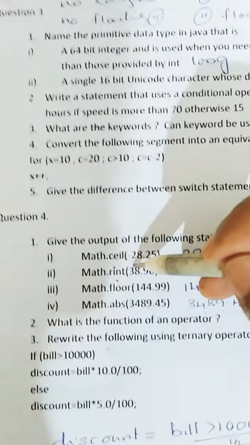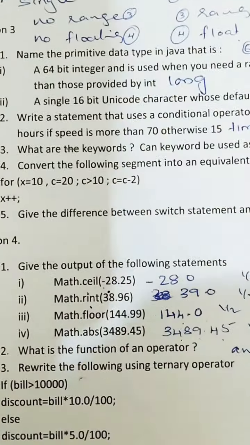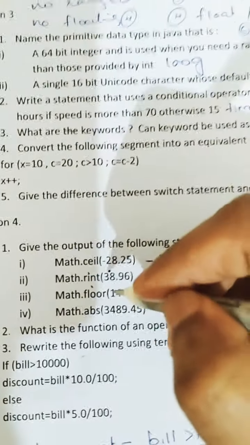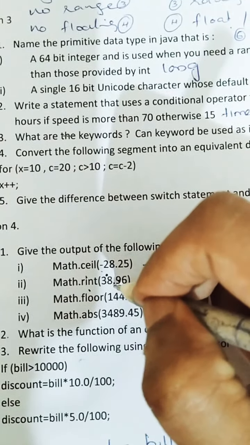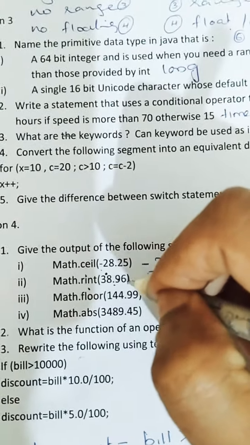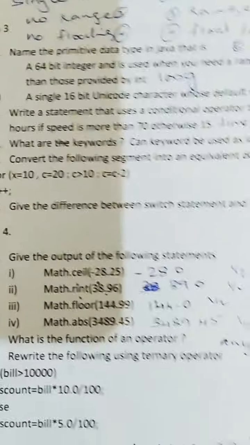Next, Math.rint of. Rint is the same as round. It will give approximately the next value, that is 38.96 means 39, but it will give the value in double type. So it is just the same as round off, but its value will be in double type, 39.0.